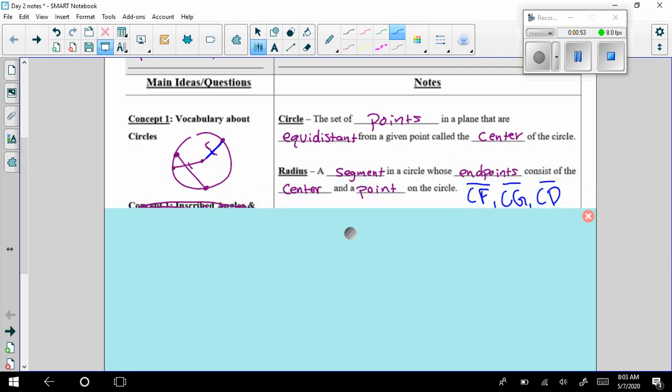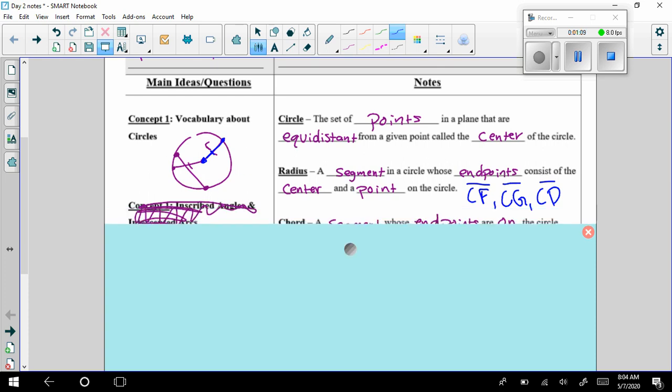A radius is a segment whose endpoints consist of a center and a point on the circle. So a radius has two endpoints. The center is always constant. The point on the circle can be any of those points. So you would name it like you would name a segment. You have the line up above, CF, CG, CD, depending on, so like if this is your center, this is F, maybe this is G, maybe this is D, so we could even draw another segment, another radius there.